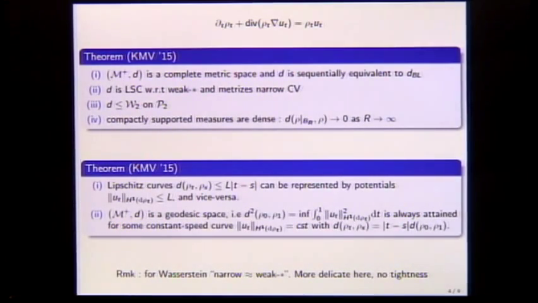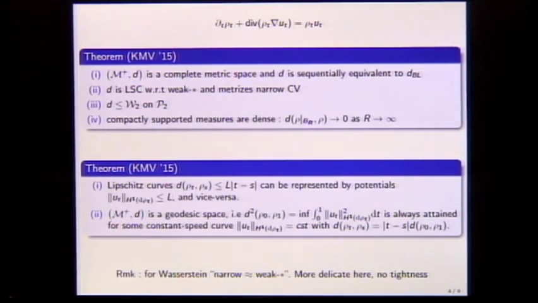The third result relates our distance and the classical Wasserstein distance, because now our distance is defined on any kind of measures, right? So when you restrict it, you give me two probability measures, I can compute both the Wasserstein distance, but also our distance. And it turns out that our distance is always less than or equal to the Wasserstein distance, which means that the topology of our metric space is weaker than the topology of the Wasserstein spaces.